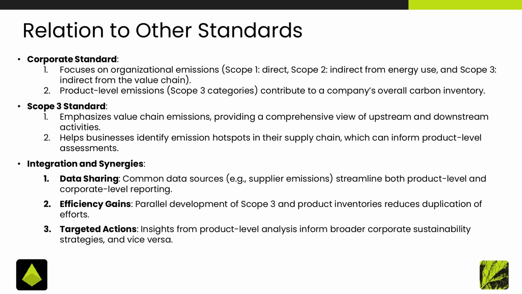Now let's discuss how this standard relates to others. The corporate standard focuses on organizational emissions, addressing direct, indirect from energy use, and product-related emissions. The Scope 3 Standard covers value chain emissions, offering a comprehensive view of upstream and downstream activities. Integration with these standards allows for streamlined data collection and more efficient reporting. By aligning product-level insights with broader strategies, businesses can enhance their sustainability initiatives.